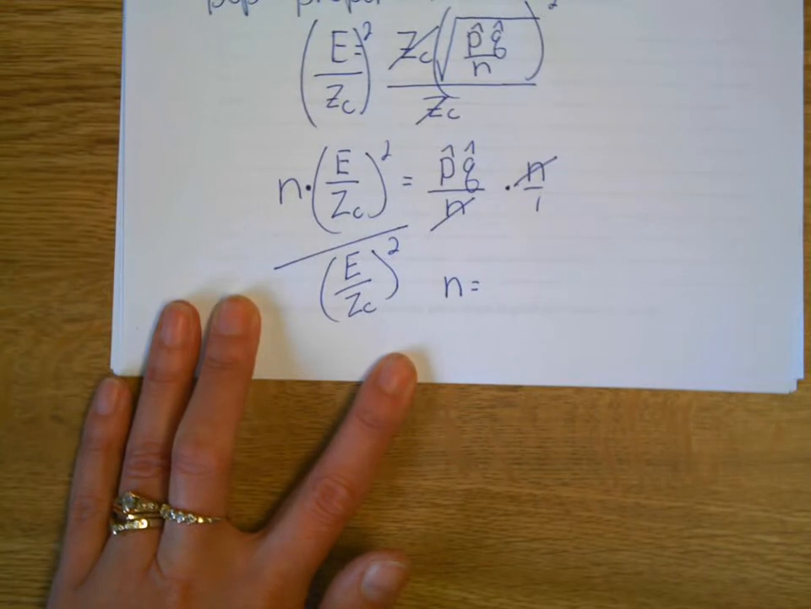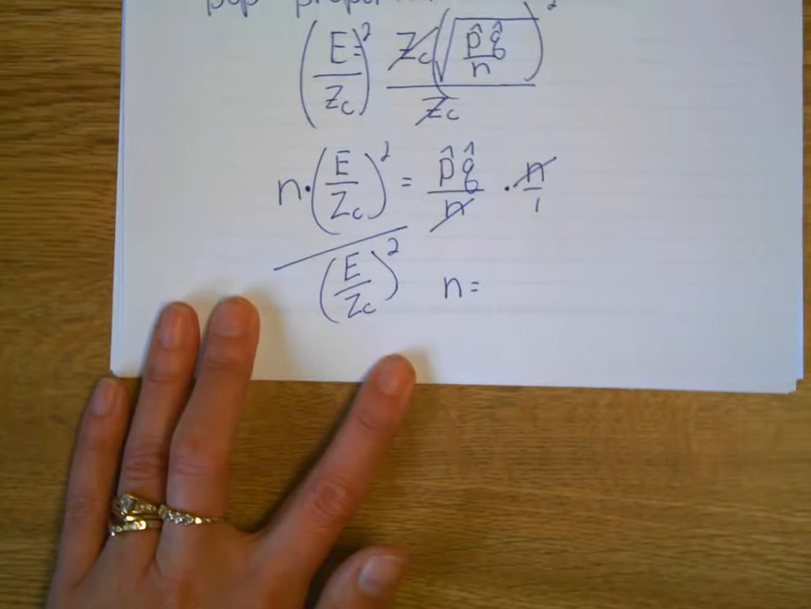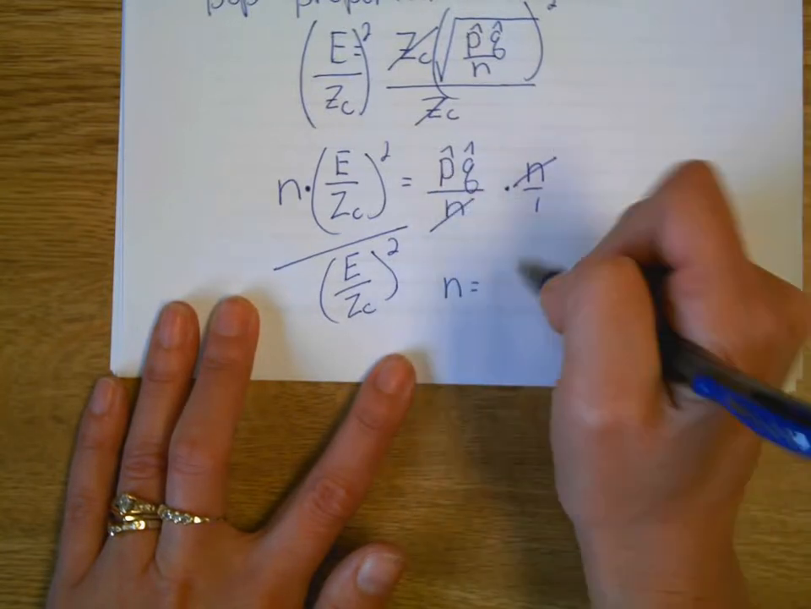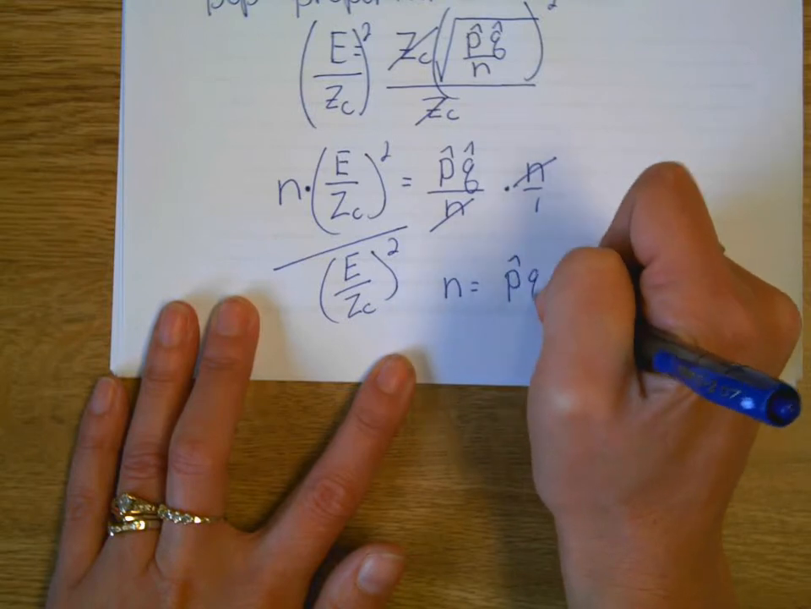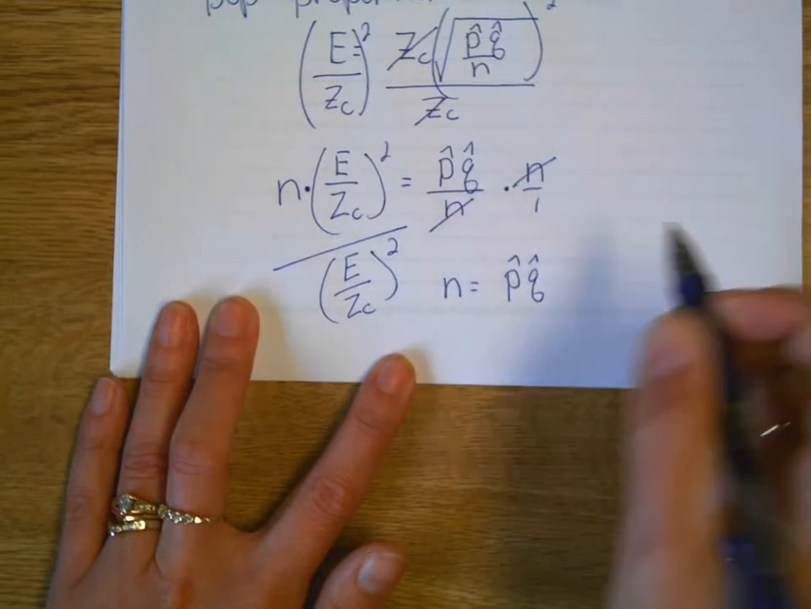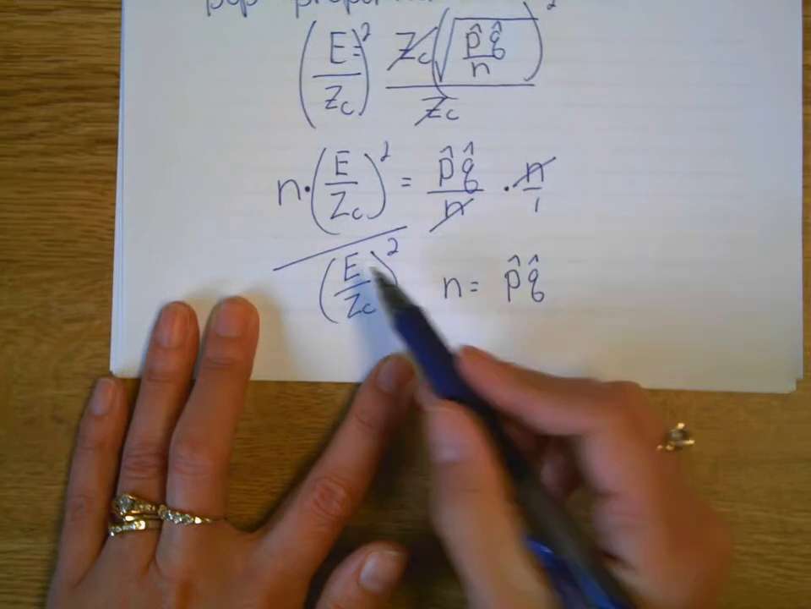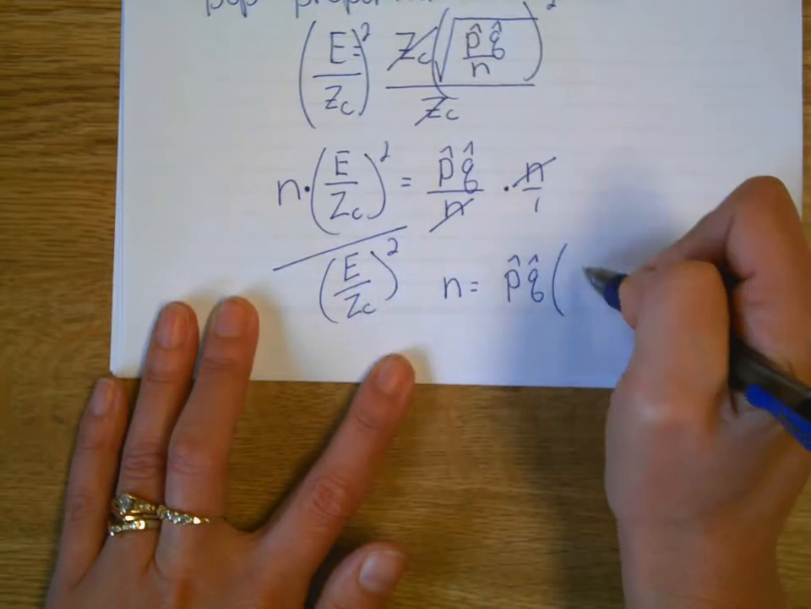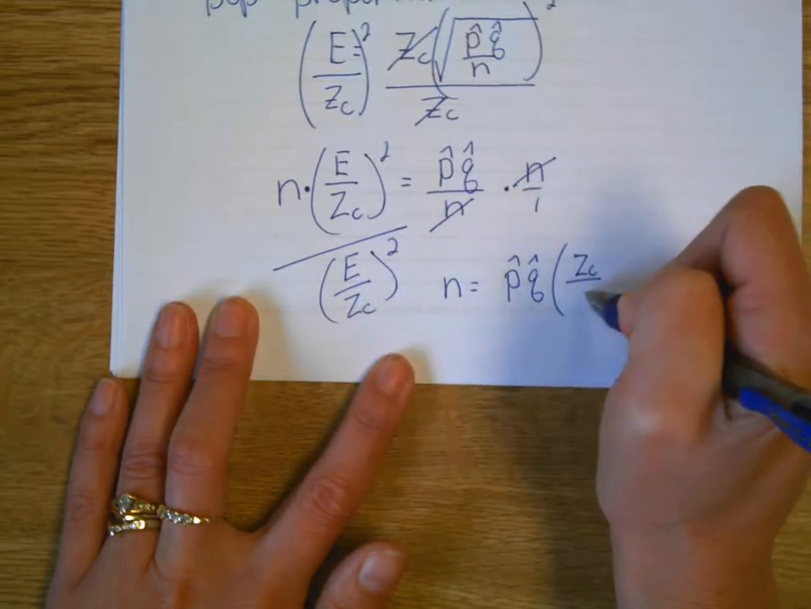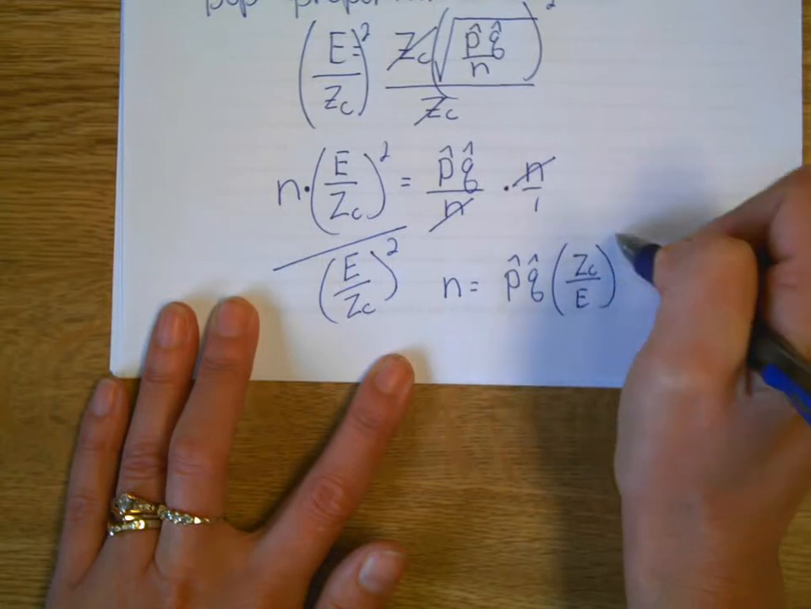What are we trying to find? N. And you won't have to do these steps again. I just wanted to practice the algebra. So over here we had the P hat times Q hat. And we're going to multiply by the reciprocal of my fraction. So I'm going to flip it over. So it'll be the Z score divided by the error squared.